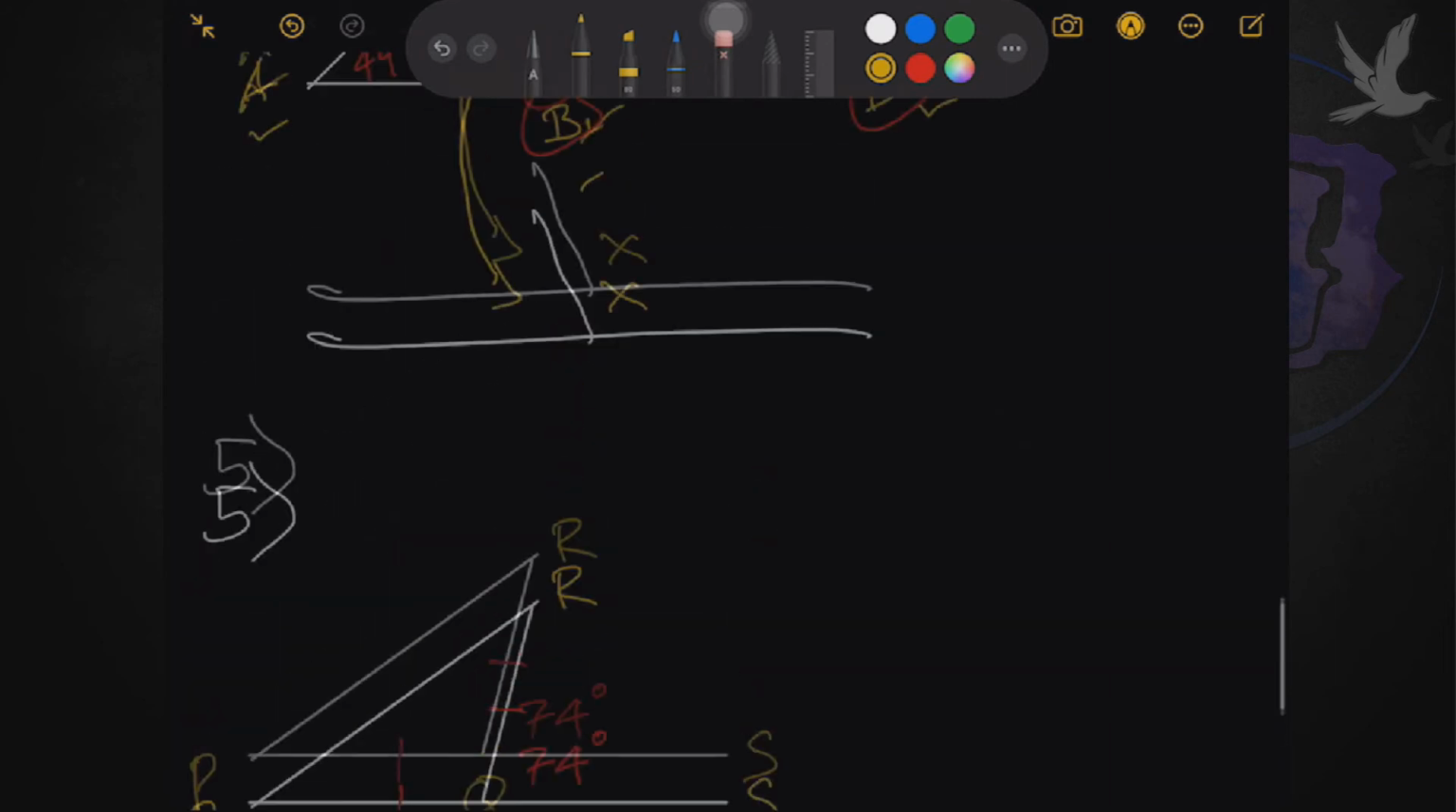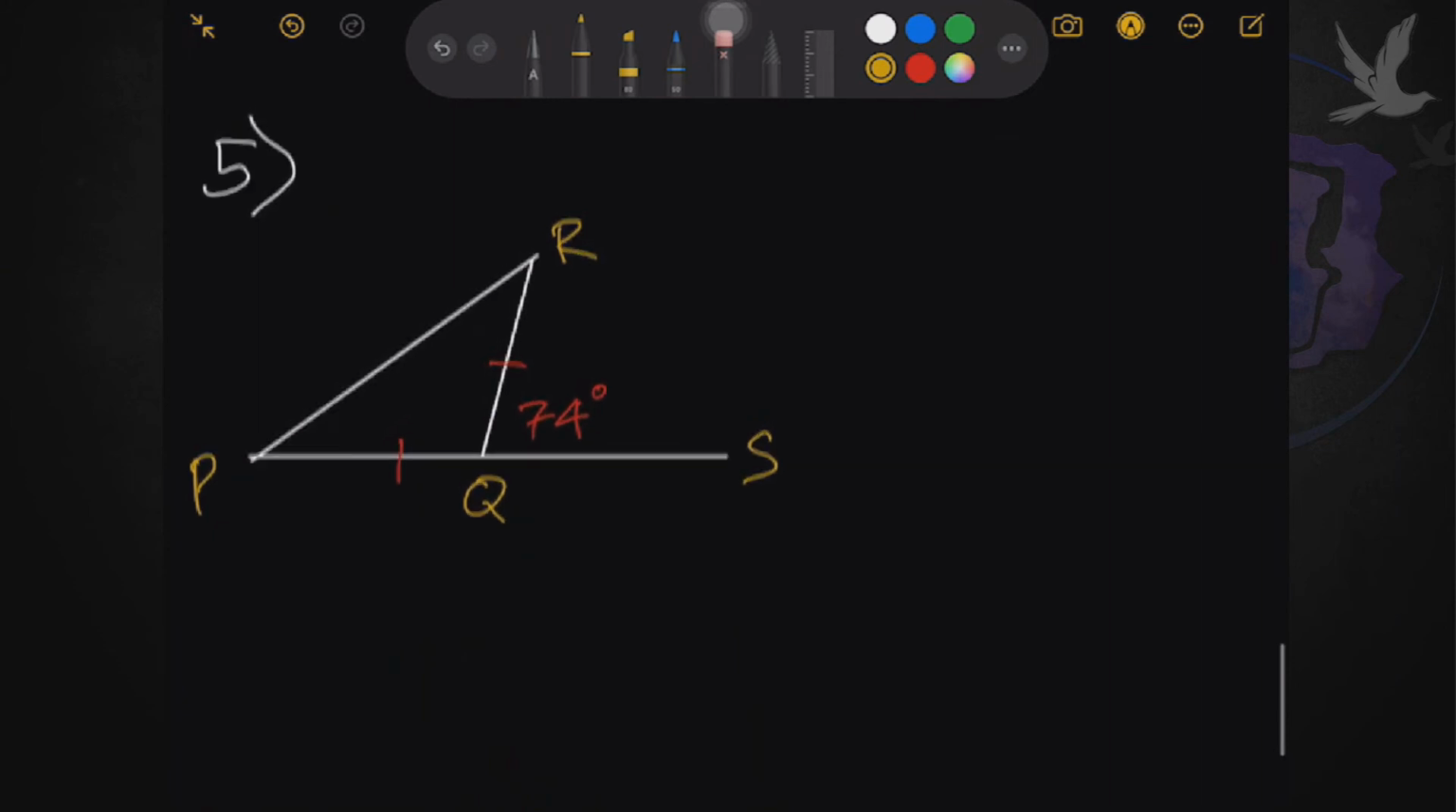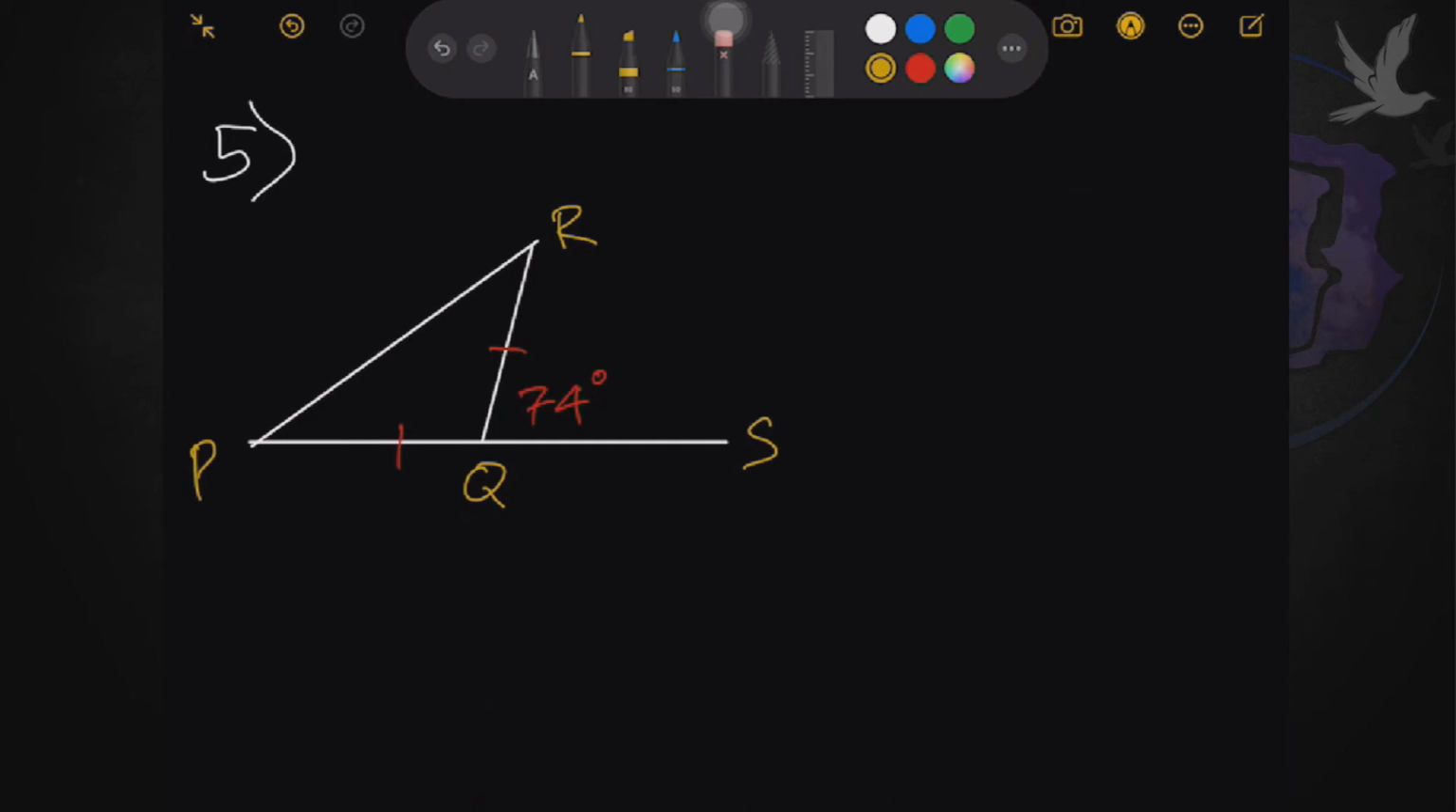So, for number 5, actually, it's quite the same with number 4. It's just that sa number 5, there's a specific type of triangle. And in this case, PQR is an isosceles triangle where PQ is the same as QR. Okay? And also, PQS is a straight line. So, you're tasked to solve for angle PRQ. And PRQ, we have P, we have R, and we have Q. So, which means you are solving for this angle over here.